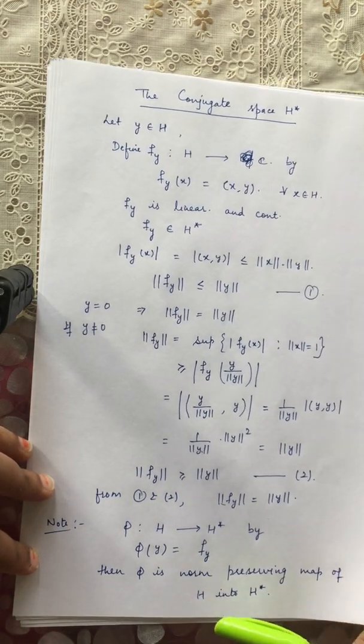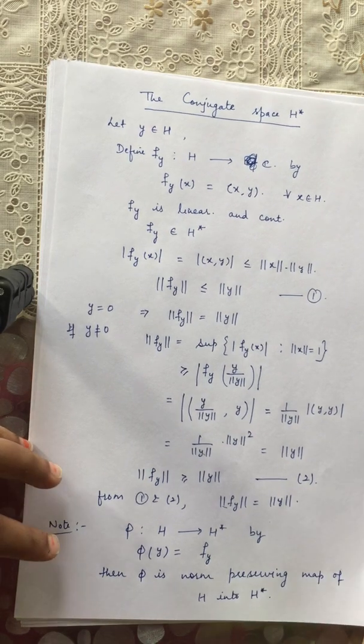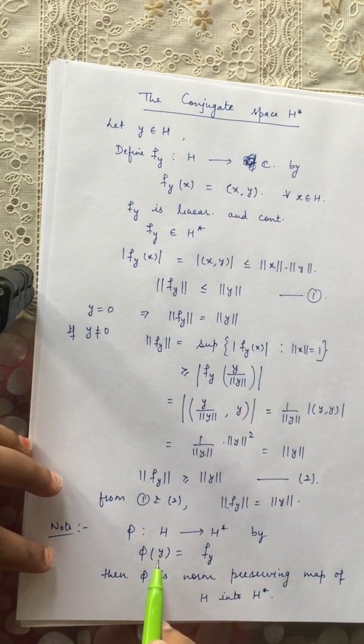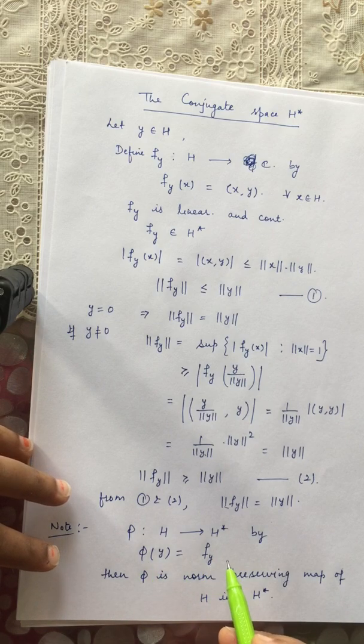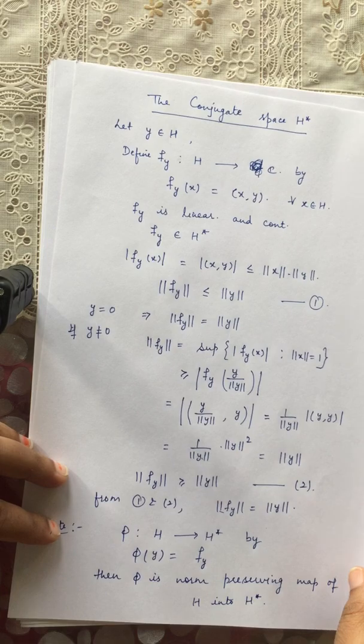Now from here we can say for every vector y we can find a unique functional fy which is defined in terms of inner product. But in the next theorem we will show that every functional in H star arises in this way.